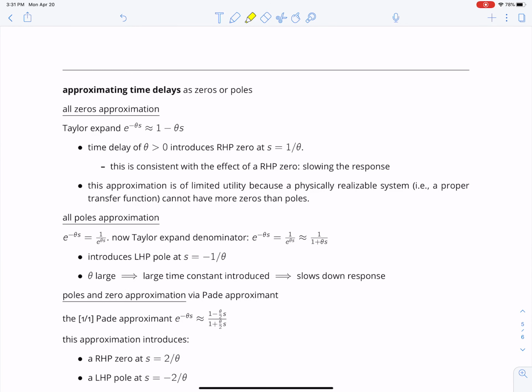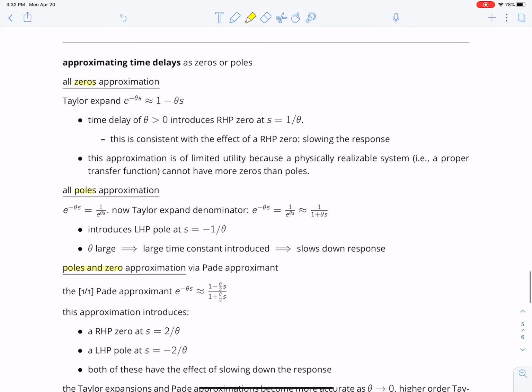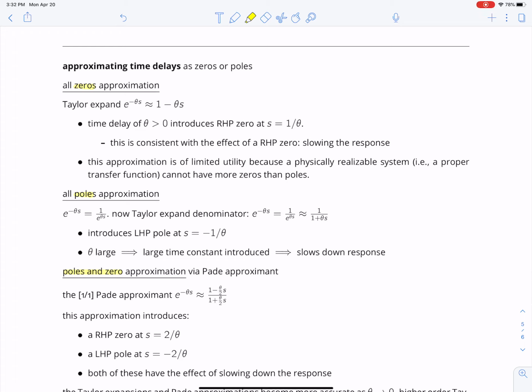Okay, so I also want to show you that time delays, we can approximate them as zeros or poles. There are many different ways of doing this, and this is totally an approximation. The math will not be faithful to the time delays if you do this, but it's often a reasonable approximation. So one thing you can do is approximate a time delay as a zero, or you can approximate it as a pole, or you can approximate it as a pole and a zero, okay? And the key lies in a Taylor expansion or a Padé approximate for poles and zeros.